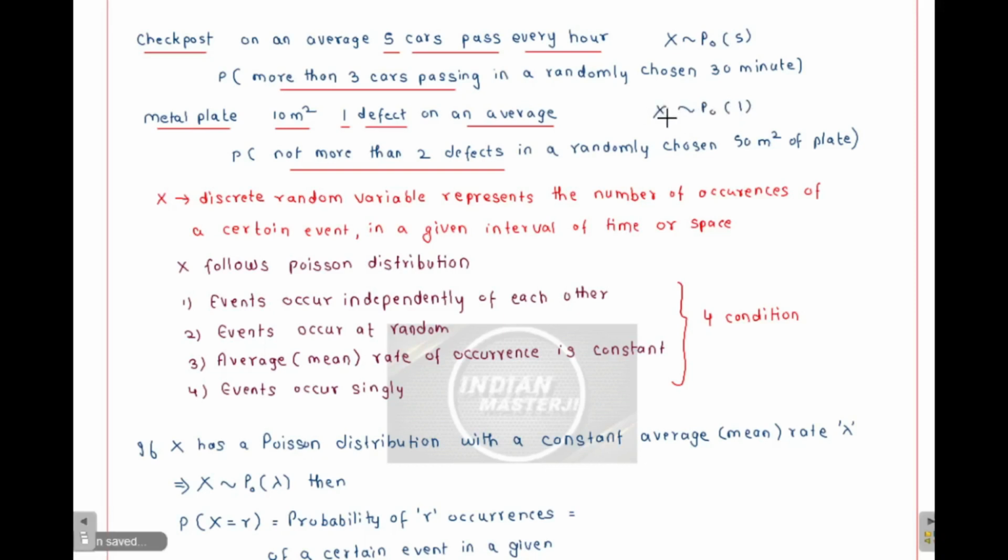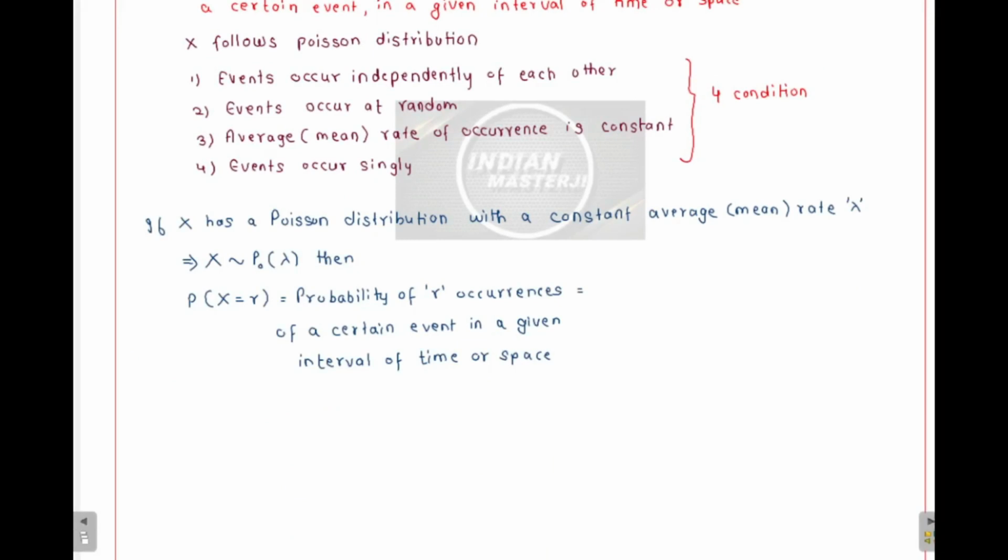So we are talking about the number of occurrences. The probability of R occurrences of a certain event in a given interval of space or time is given by e raised to minus lambda into lambda raised to R upon R factorial, where R can take any value from 0, 1, 2, 3 and so on, up to maybe infinity.